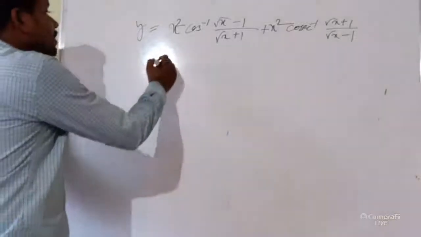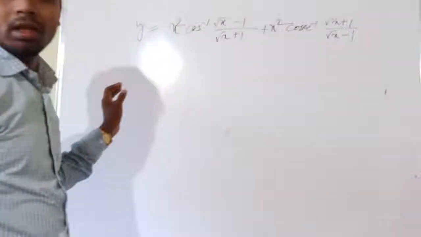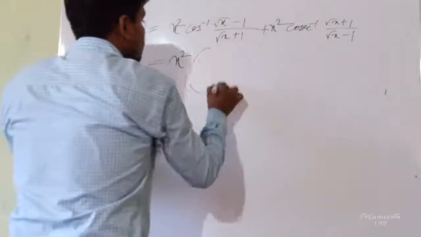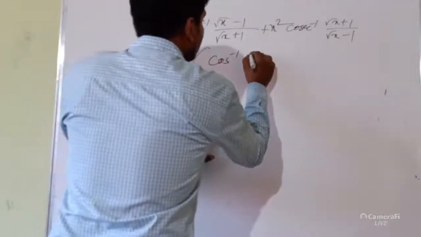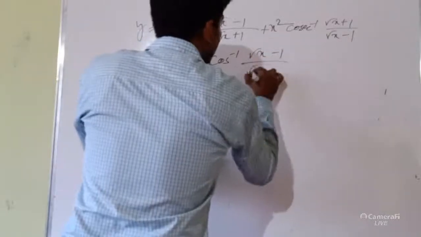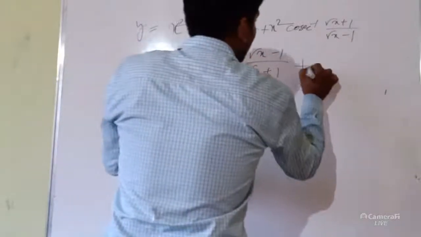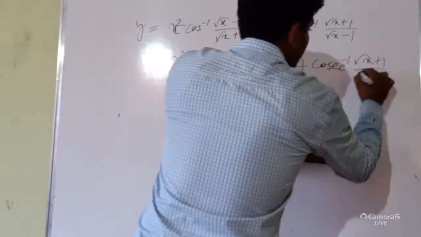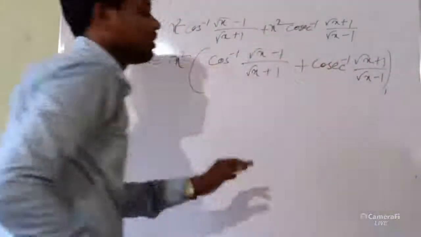Now here we take x square common. Now this becomes x square times cos inverse root x minus 1 by root x plus 1 plus cosec inverse root x plus 1 by root x minus 1. Any doubt?